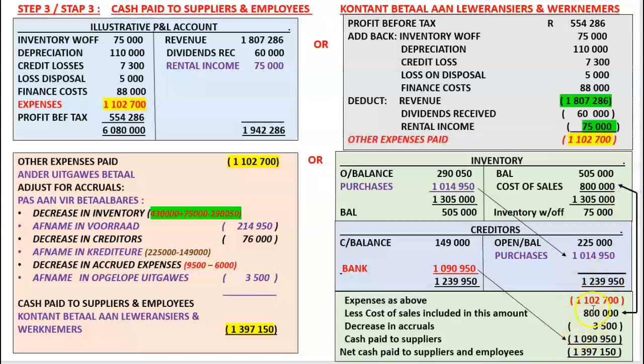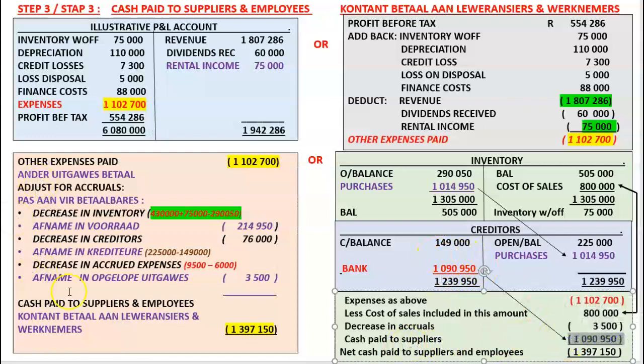So we're going to add it back. We say, well, that is the total expenses, but included in those expenses is 800,000 Rand, which belongs to cost of sales. So let's adjust that figure furthermore with cost of sales. And then we're going to carry on here. We're not going to do the inventory and the trade creditors because we have done here the calculation of the actual amounts paid to suppliers, and we're going to put that in our calculation.